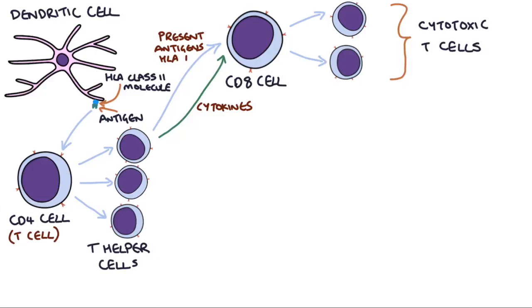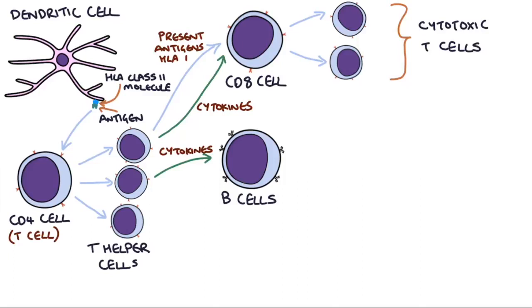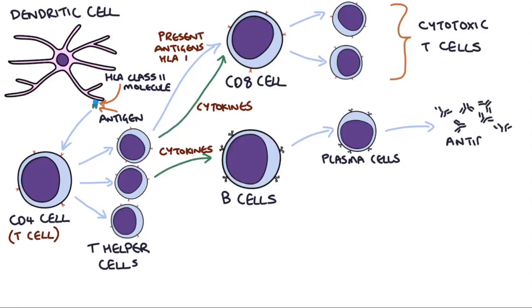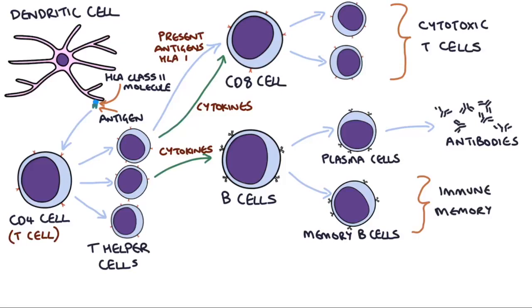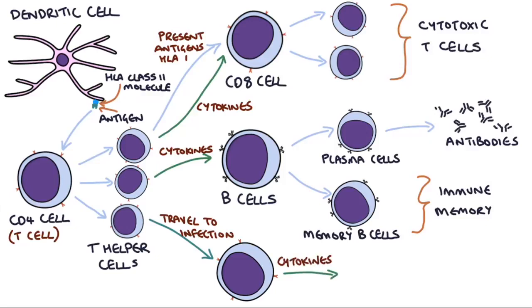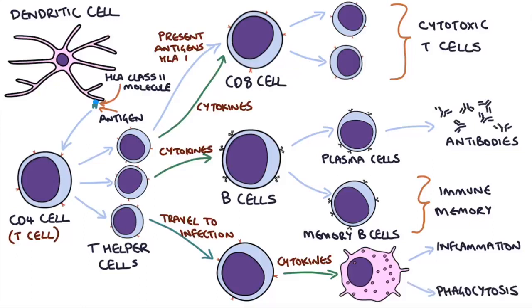cytotoxic T cells. These T helper cells also release cytokines that stimulate B cells to proliferate and differentiate into plasma cells that can release large quantities of antibodies, and memory B cells that hang around as part of the immune memory to respond quickly in future infections with that specific pathogen. The T helper cells also travel to areas of infection and secrete cytokines that help to recruit monocytes and macrophages to the infected tissue and activate the macrophages to cause inflammation and start the process of phagocytosis.